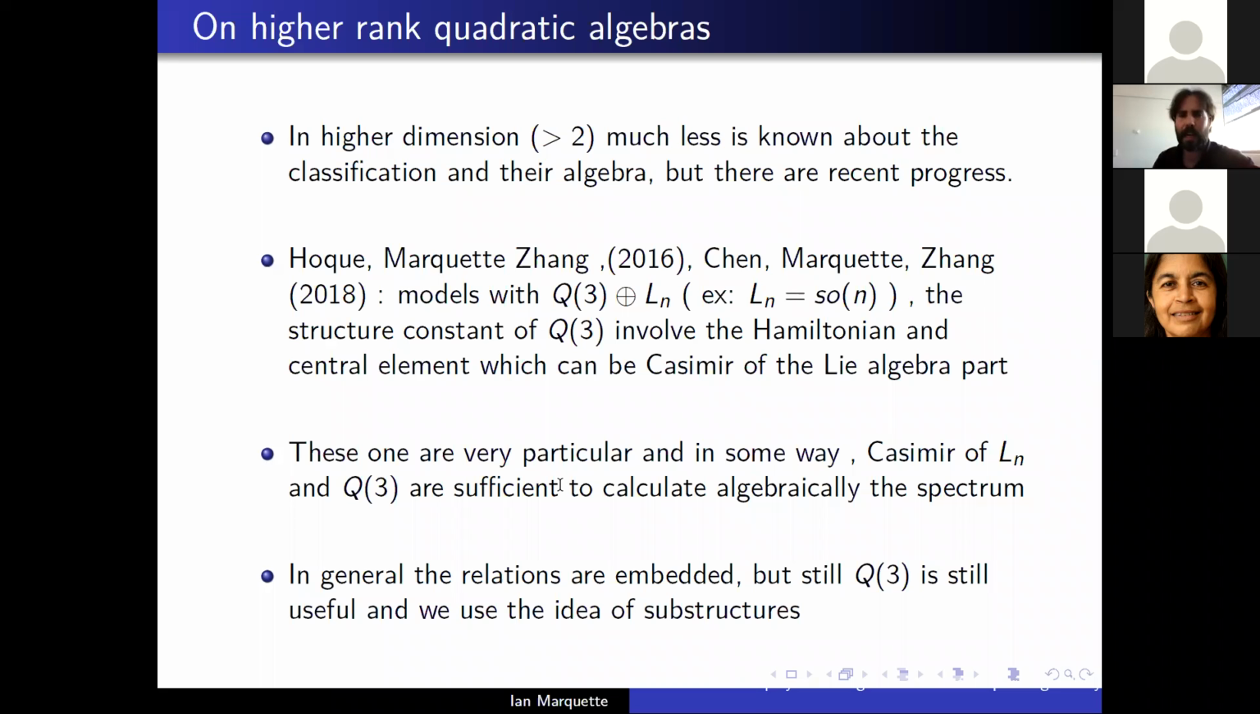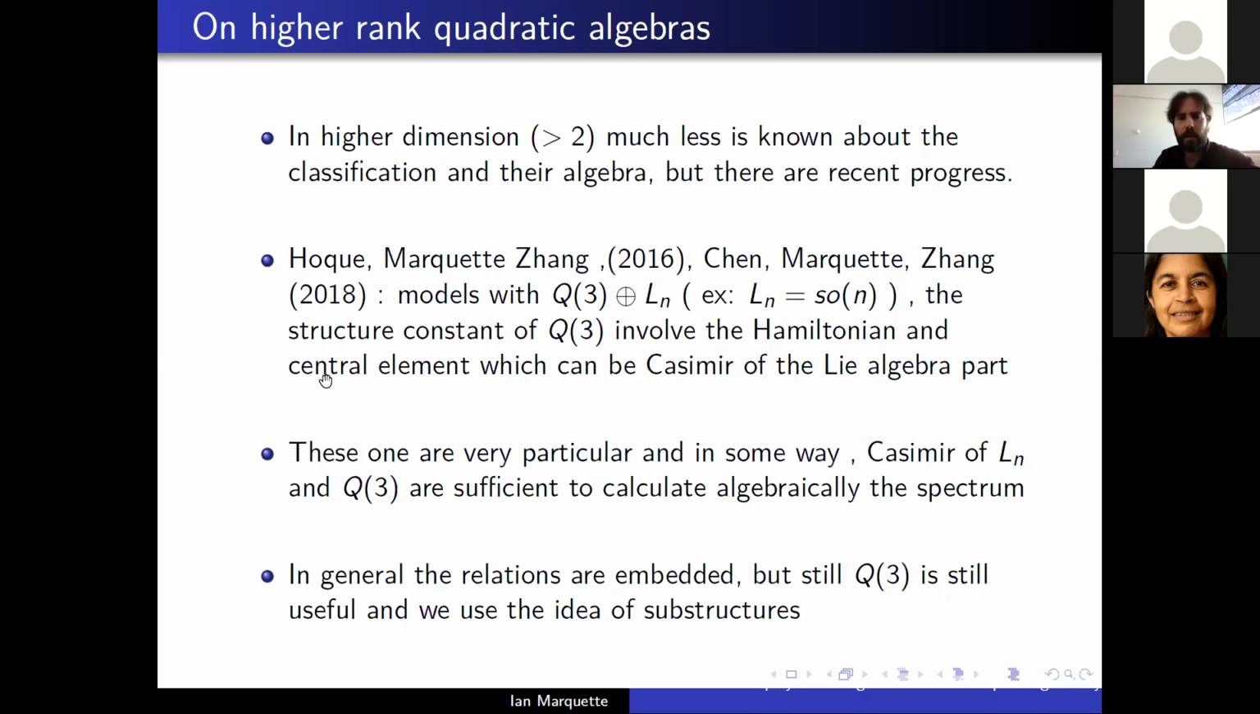But what I want to point out is that this method can also be applied when you, in some way, increase the rank of this polynomial algebra. And one case is a very particular one where, for example, the quadratic algebra will take the form of a Q3 algebra with some Lie algebra in a direct sum. But this is not completely separated, in the sense that the structure constants of this Q3 algebra will depend on the Casimir operator of this Lie algebra. So in some way, you need to rely on the Casimir operator of the Q3 algebra, but as well on the Casimir operator and their eigenvalues of this algebra Ln.